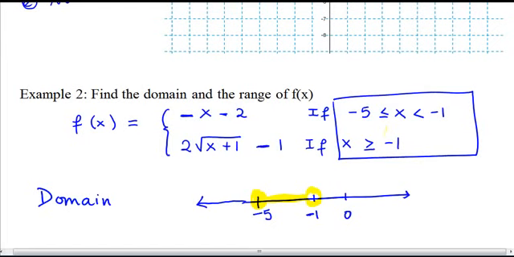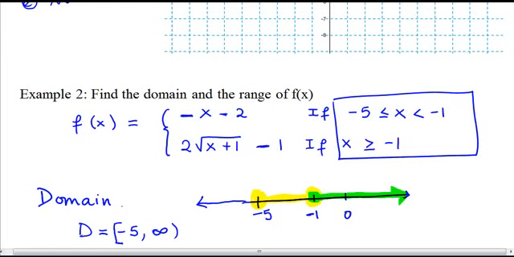Then the next domain says that x is greater than or equal to minus 1. So this means I'm closing the circle and going greater than minus 1, and it goes on forever. So the domain should be from minus 5 to infinity. Okay, so that's how we find the domain the easy way.